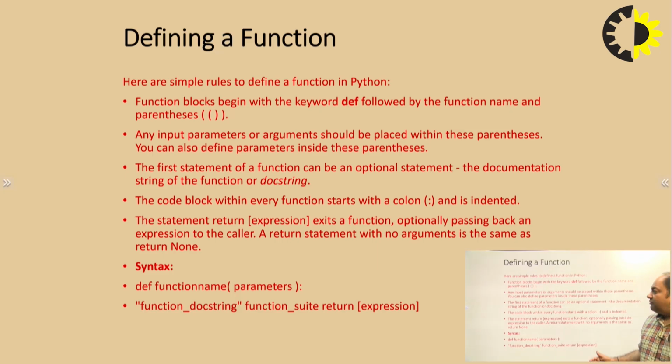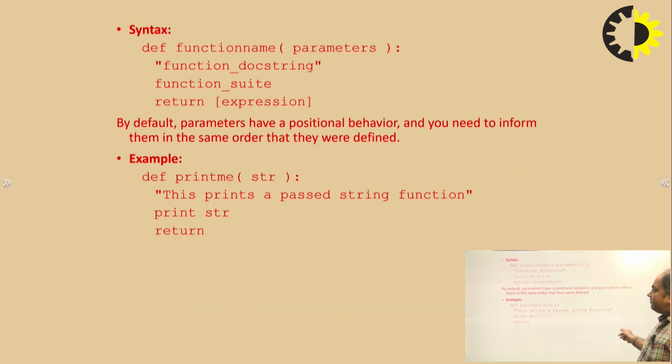The first statement of the function can be an optional docstring, but the code block of every function starts with a colon, like I have written a colon, and then the statement return expression exits from the function. I will show an example like this. The syntax is the function name, its parameter, then the function docstring, then the function suite, and then the return expression, which means print out. The example is printme(str).